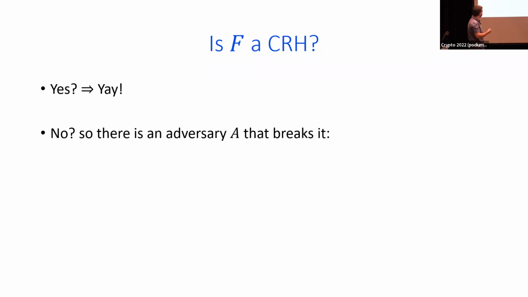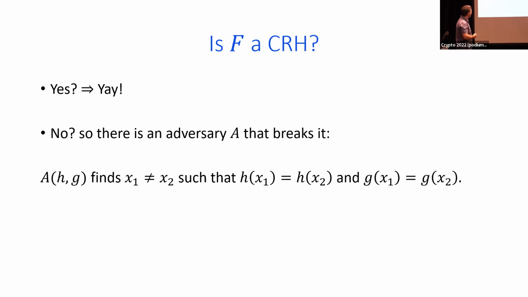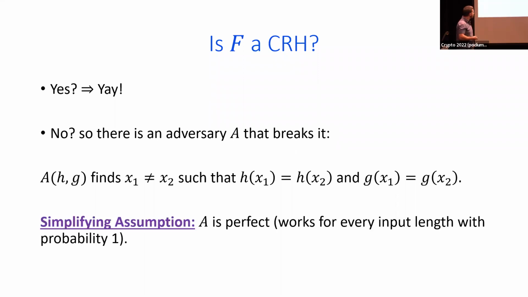answer is when it is not a CRH, which means that there's an adversary that breaks it, right? So F is playing the role of the candidate CRH. We have an adversary that breaks F, which basically means that given a description of H and a description of G, our adversary is able to find a pair of distinct inputs that collide both under H and under G. That's what our adversary does. And for simplicity for this talk, let's think of the adversary A as working on all input lengths and working with probability 1. Handling imperfect adversaries requires some additional ideas, but I won't have time to cover that. So the adversary always works for this talk.